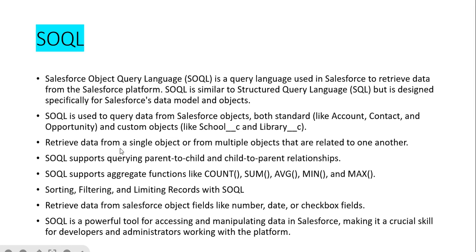SOQL queries retrieve data from a single object or from multiple objects that are related to one another. SOQL queries support querying parent to child and child to parent relationships. They also support aggregate functions like count, sum, average, minimum, and maximum. Sorting, filtering, and limiting records can be done with SOQL.